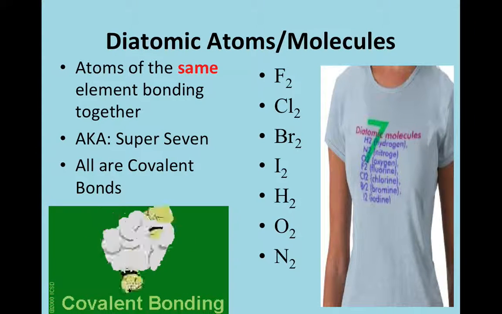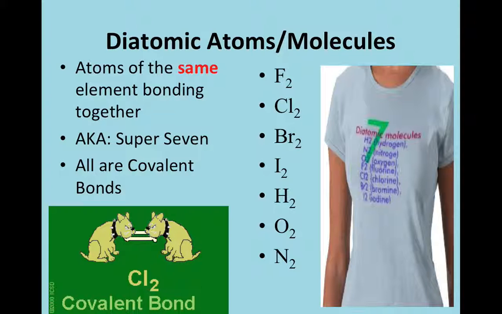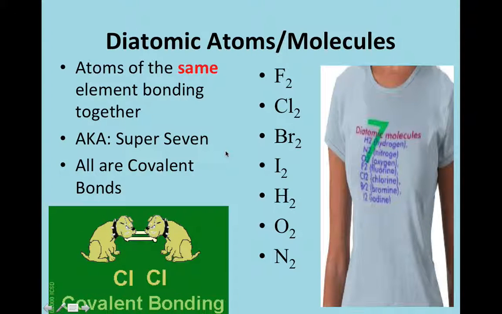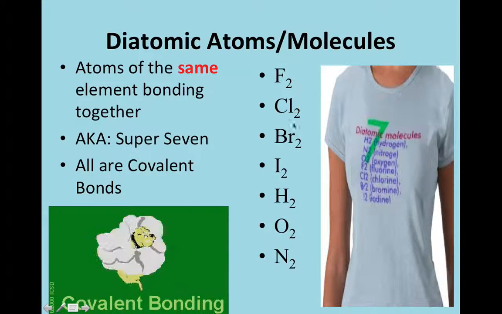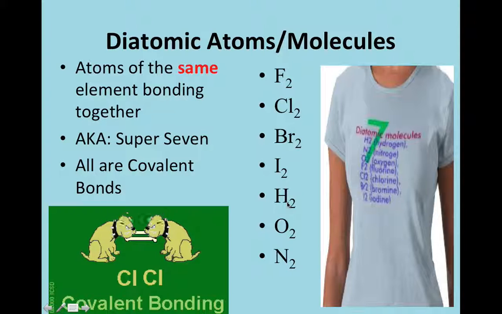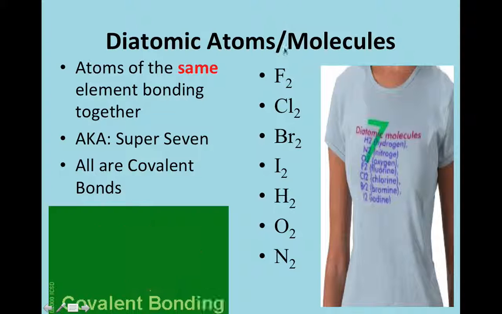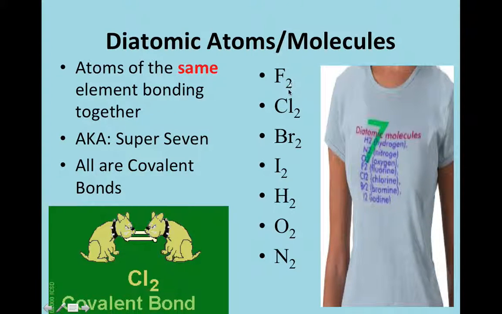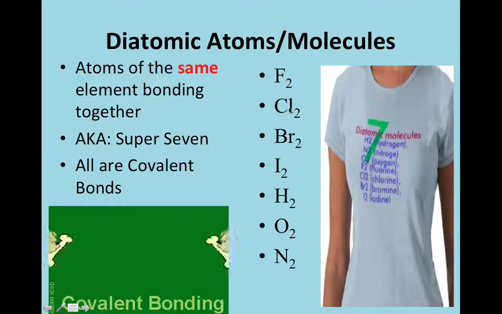Now there are some special atoms out there that like to combine with themselves. And they're called the super 7. There are only 7 of them found on the periodic table. And they're all covalent bonds. Hydrogen's 1, and then you have fluorine, chlorine, bromine, iodine. Of course, we said hydrogen, oxygen, and nitrogen. So when we write these free in nature, they're always combining with themselves. So you have a subscript of 2 there. So these are called diatomic molecules.